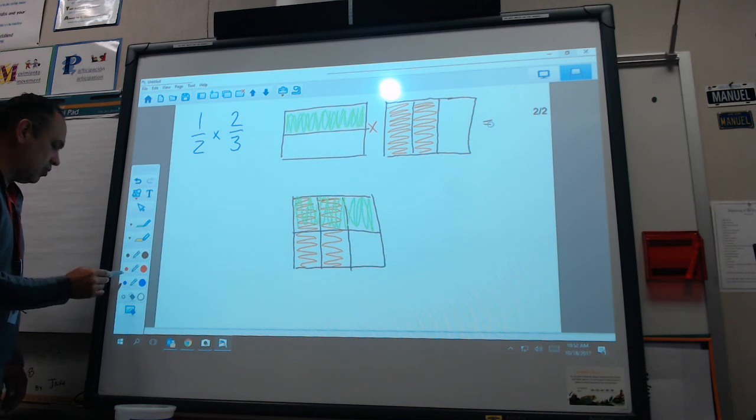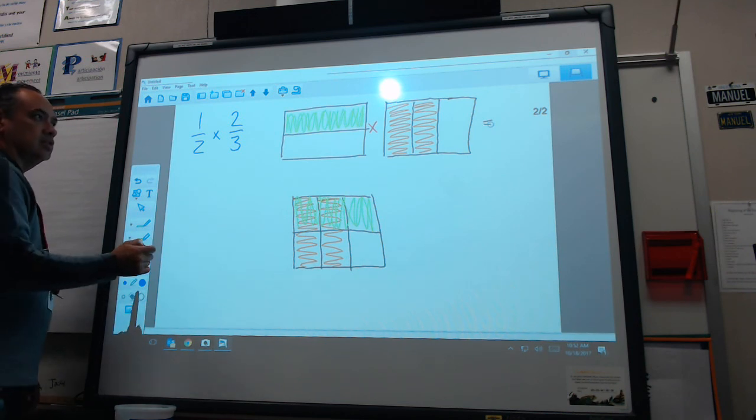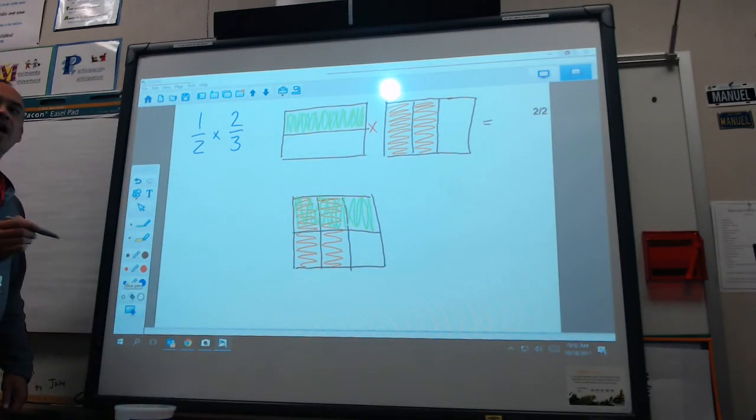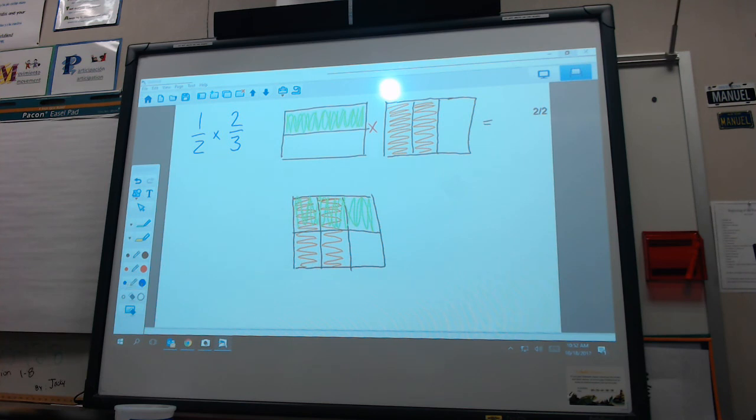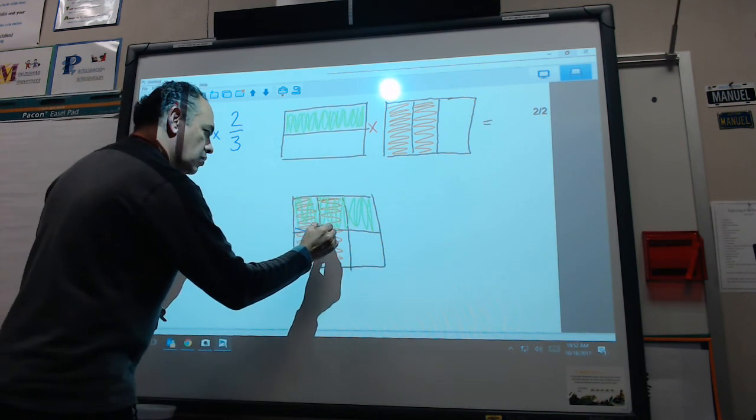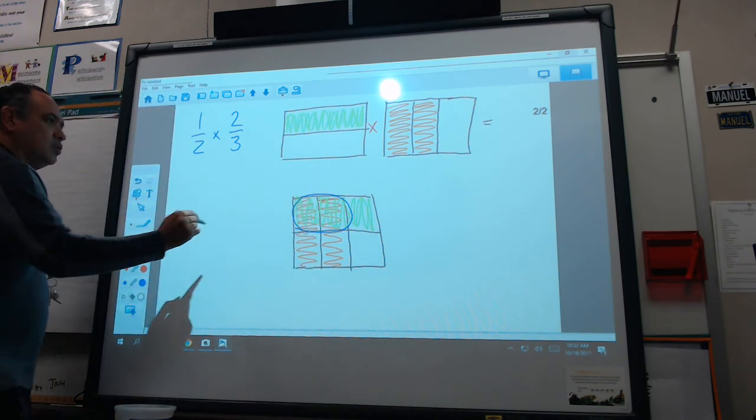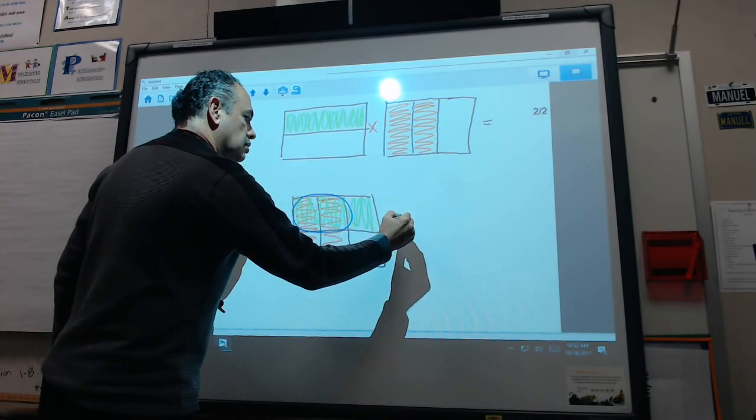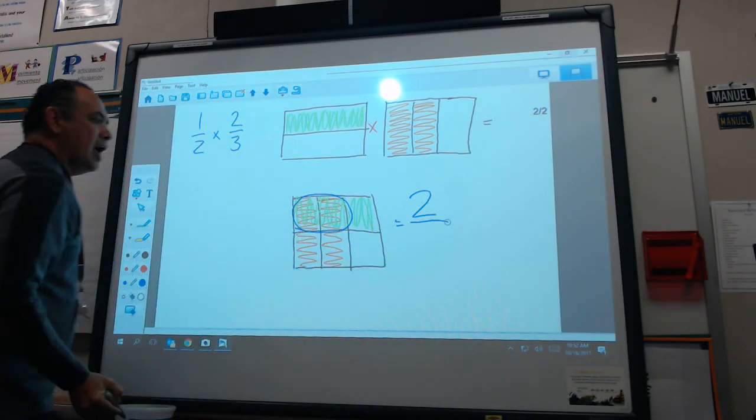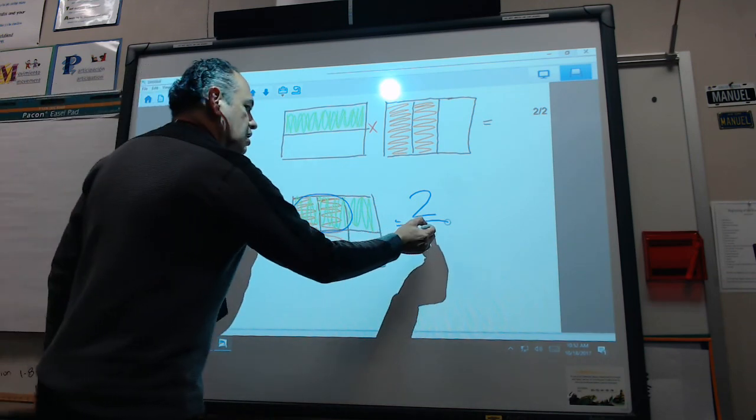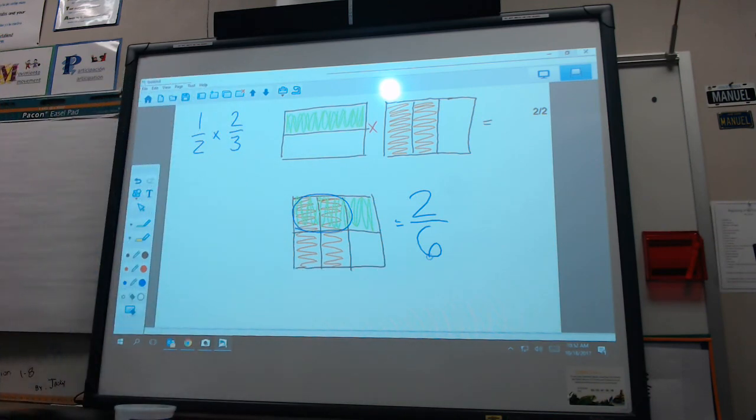Alright, so what are we gonna do? We're gonna come up with a product. So it's 2/6 or 1/3. How many parts are shaded or colored twice? Two. These two are shaded twice, right? So 2 is our numerator. 2/6. And how many parts altogether? 6. 6 parts. And of course, they both have a common factor. What's the common factor? 3. Thank you very much.